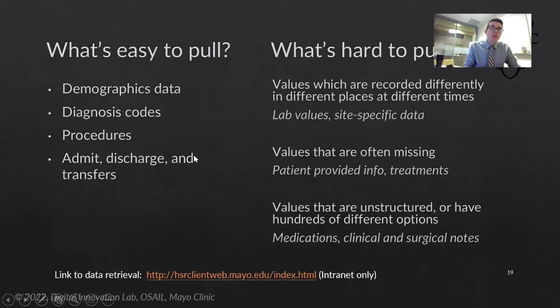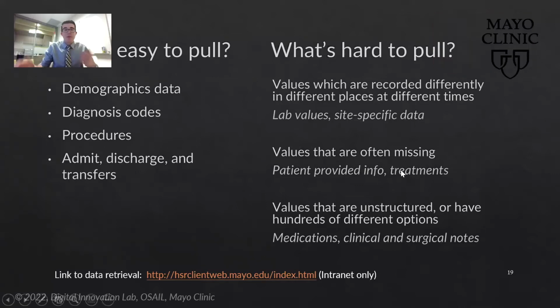So within the EHR, like I said, if you can see it on the screen, it's available in the EHR. But certain things are easy for us to pull and certain things are more difficult for us to pull. I include this slide because it's a very common question that we get when we're starting a new project. Things that are easy to pull include demographics data, diagnosis codes, procedure codes, and admits and discharges.